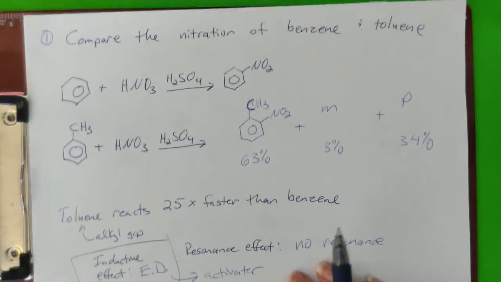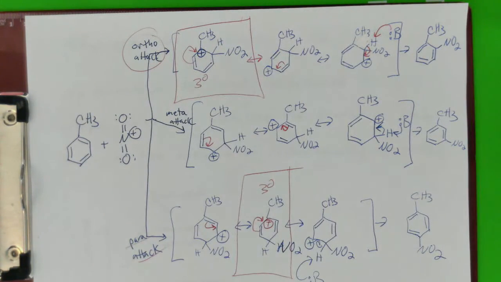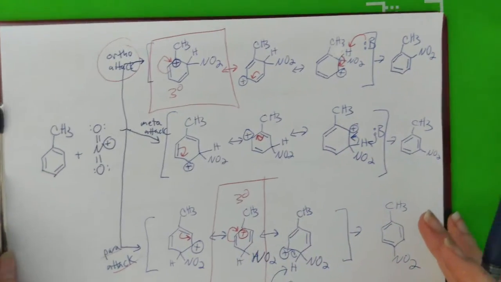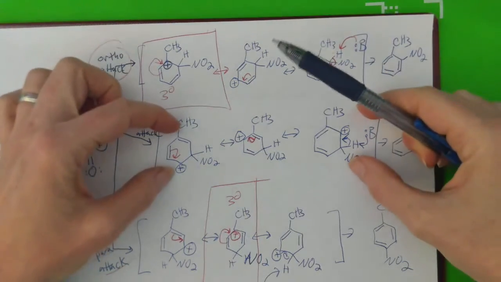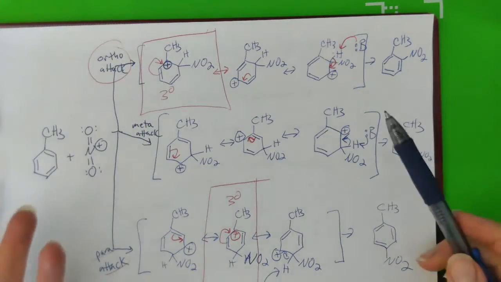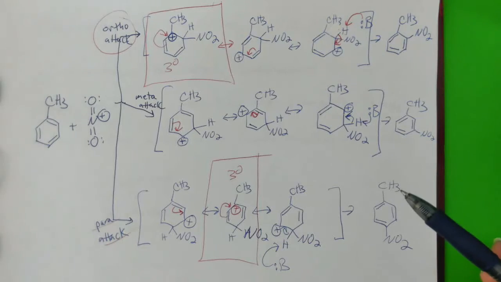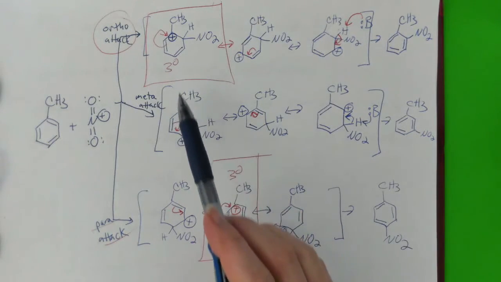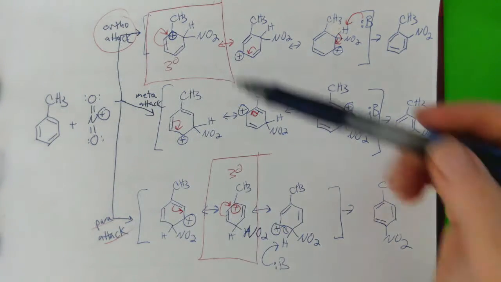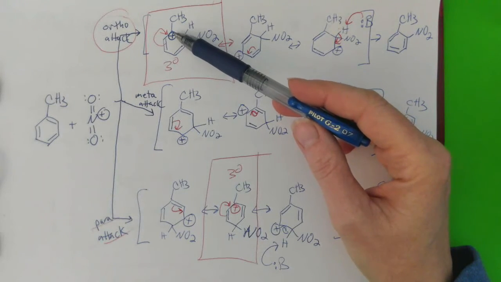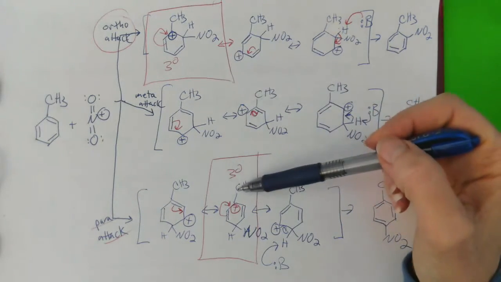So let's do that. I did this in class, but I'll walk you through it again. If I draw out the arenium ion intermediate that we get for ortho attack, meta attack, and para attack, I'm going to see if there is a resonance hybrid that's especially stabilized or especially destabilized. I've highlighted for you that in the ortho and in the para, we have a resonance hybrid where the plus charge is on a tertiary carbon. So that's especially stabilized.